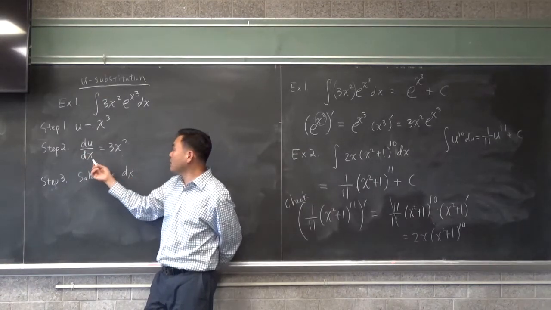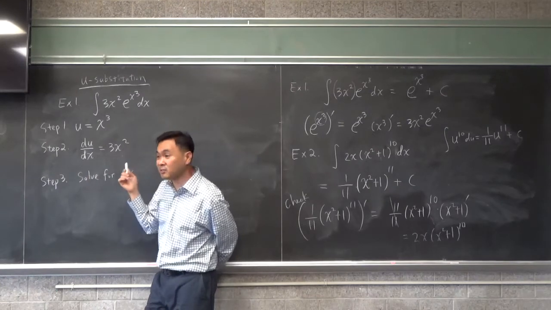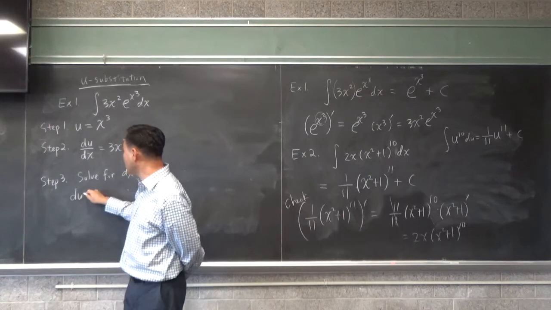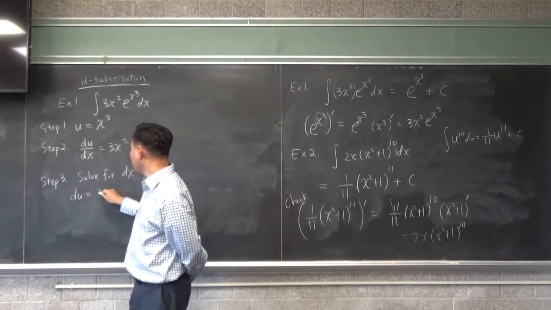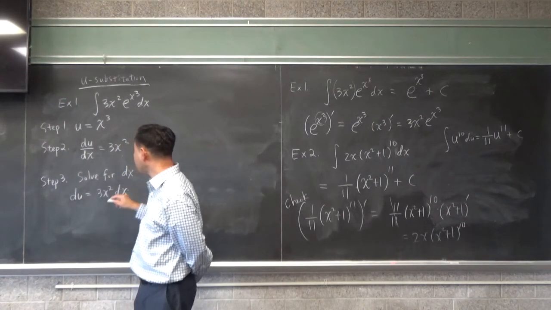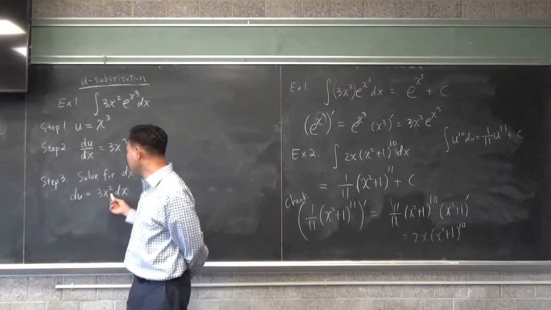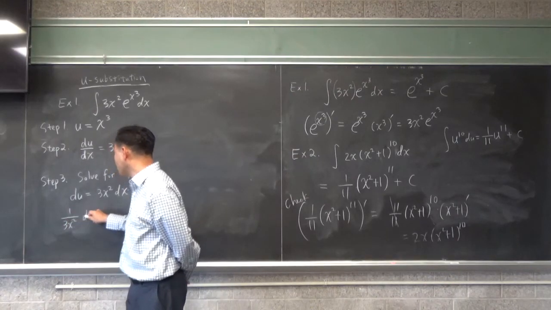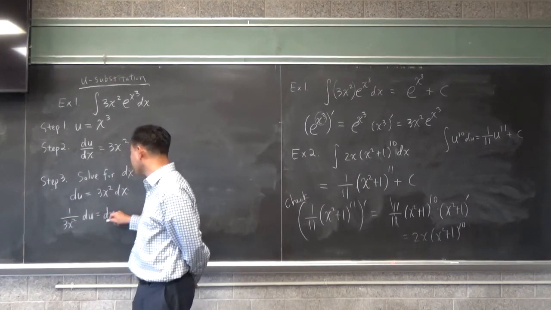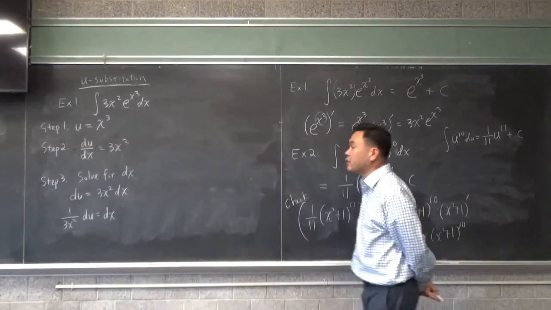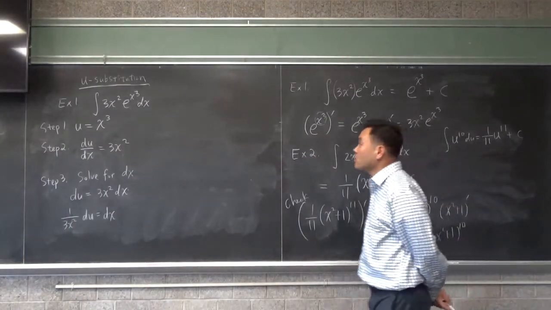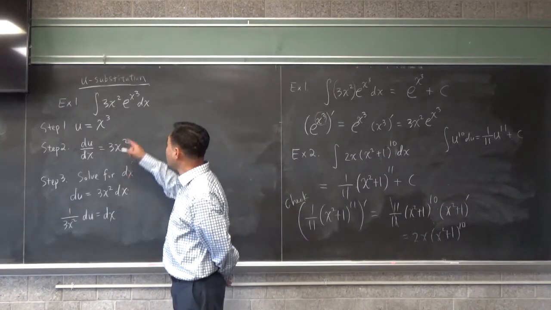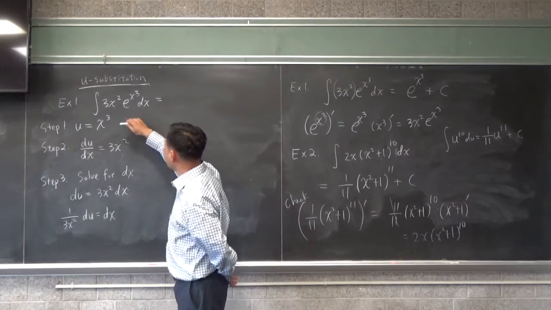They have meanings. And I'm going to multiply both sides by dx first, because I want to solve for dx. And here's what you get: du equals 3x squared times dx. And then I can divide both sides by 3x squared, and you get 1 over 3x squared times du equals dx. So 3 steps. And once you're done with these 3 steps, you can change everything in this integral. So let's try this.